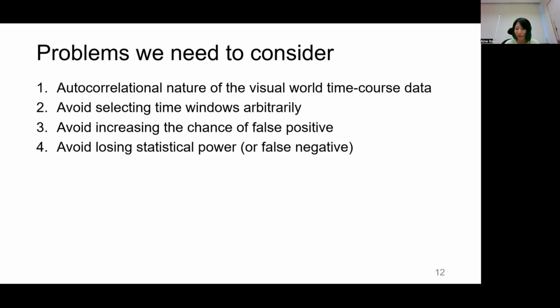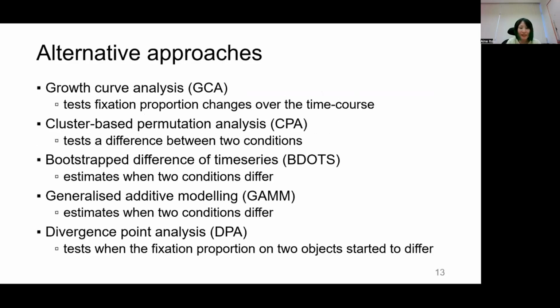To deal with these problems, we introduce 5 different approaches today. The first one is the growth curve analysis, which tests fixation proportion changes over the time course. The second one is a cluster-based permutation analysis, which tests a difference between two conditions. The third one is a bootstrap difference of time series, which estimates when two conditions differ. The fourth one, generalized additive modeling, also estimates when two conditions differ. And the final one, the divergence point analysis, tests when the fixation proportion on two objects or two conditions started to differ.